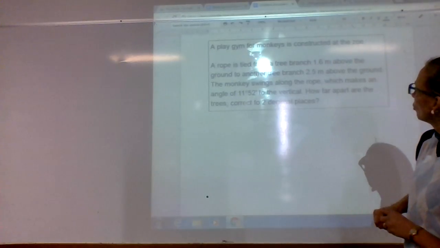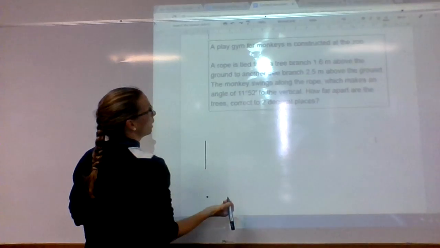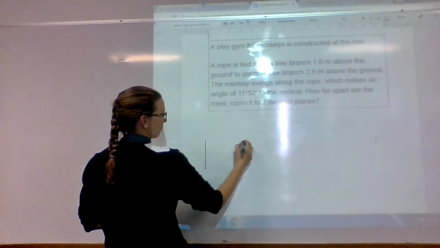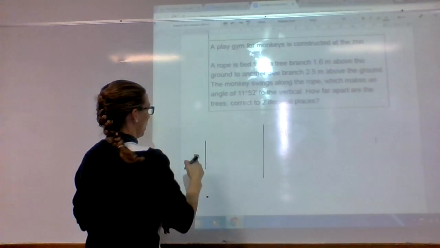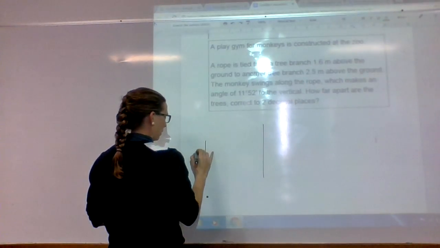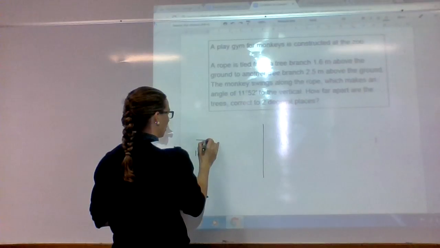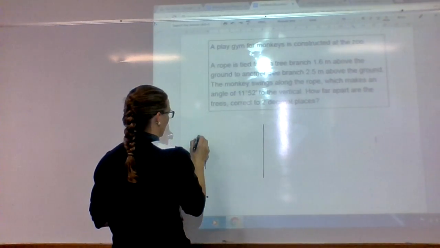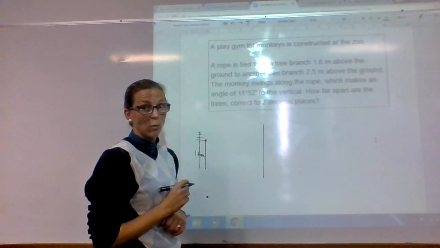We've got 2 trees. That's where I'm going to begin. So I've got one tree here and I've got another tree here. Now I've got a short tree and a tall tree. This one has a tree branch at 1.6 metres, so this is 1.6 metres above the ground. Here's a branch, and there's going to be a rope.